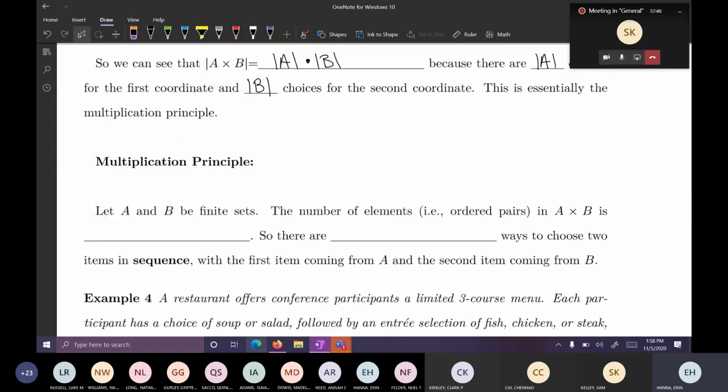Trying to write down: if we have A and B are finite sets.